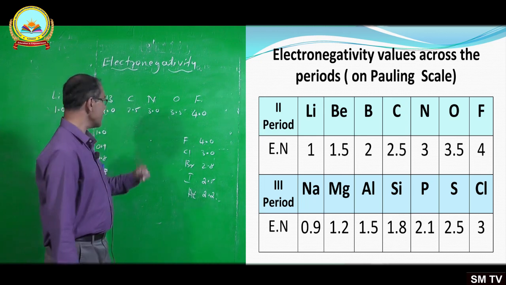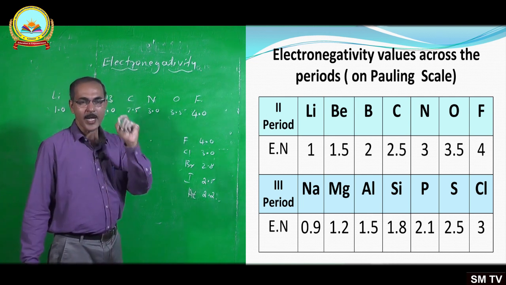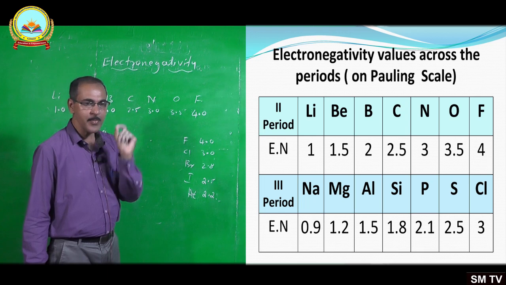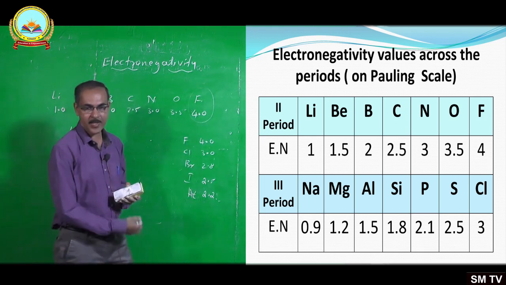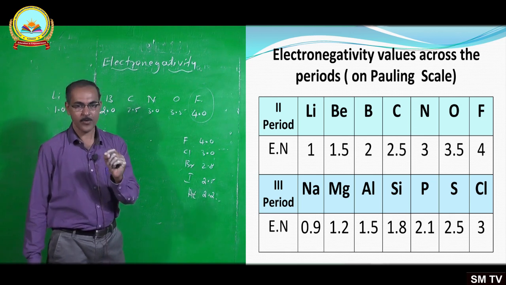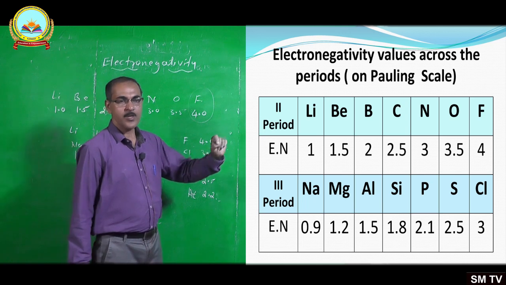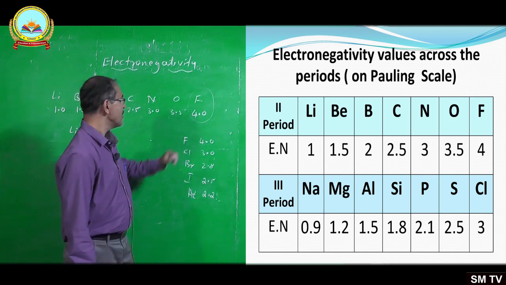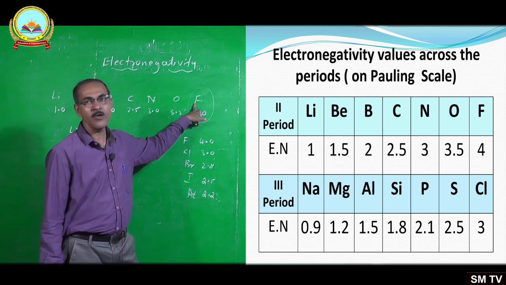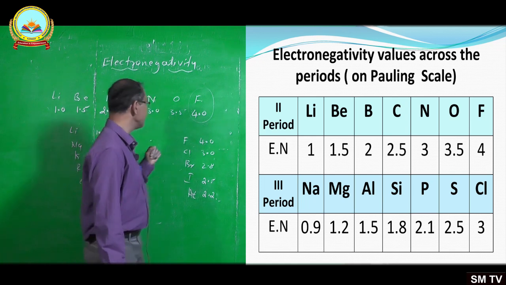Electronegativity increases across the period. The most electronegative element in the periodic table is fluorine. You always remember this. One important point to be noted for the examination purpose: name the most electronegative element in the periodic table. Which one?